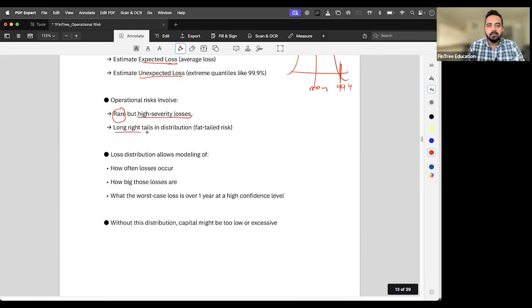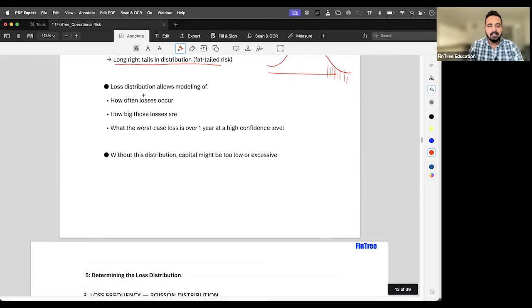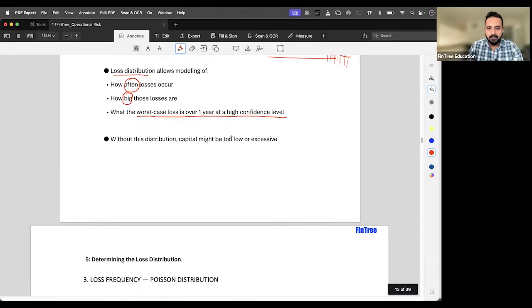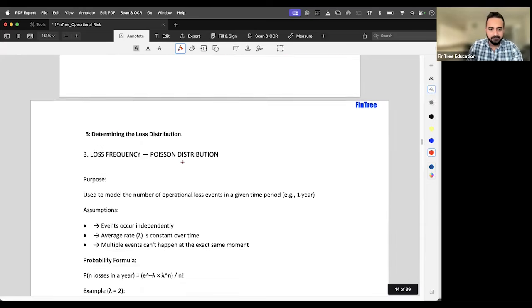And it's a long right tail in the distribution, correct? We are going deep in the tail when we have those extreme value losses. Now, the loss distribution will help us figure out how often the losses will occur, which means the frequency. Remember, I told you earlier, frequency will be captured by Poisson. How big the losses will be will be captured by the log normal distribution. And then for the worst case loss distribution, we will typically run Monte Carlo. Without this distribution, capital might be either too low or too expensive.